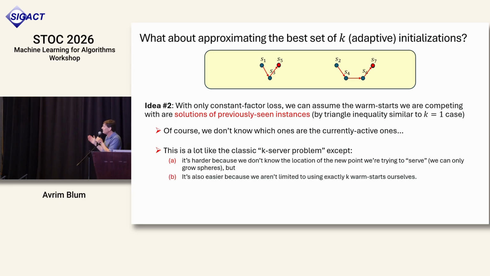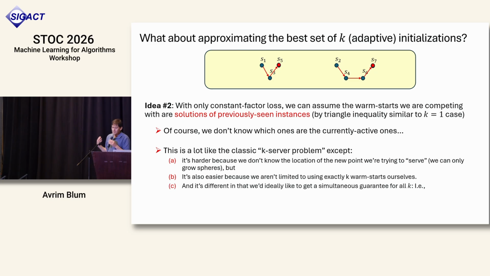On the other hand, it's easier because there's nothing saying that our algorithm has to maintain k starts. It could maintain more starts. It could do anything it wants. We just care about the total time. We're not limiting ourselves to some particular form of the algorithm.